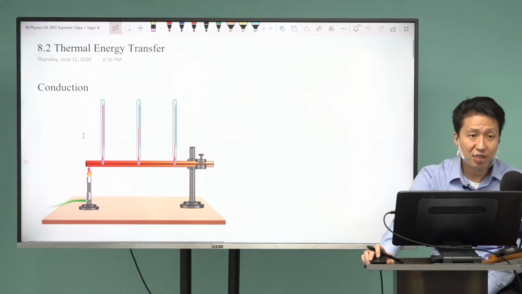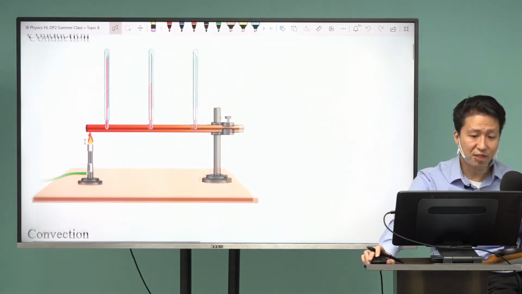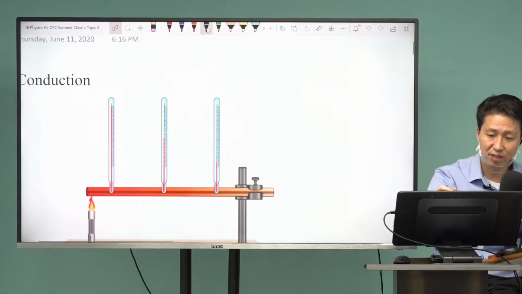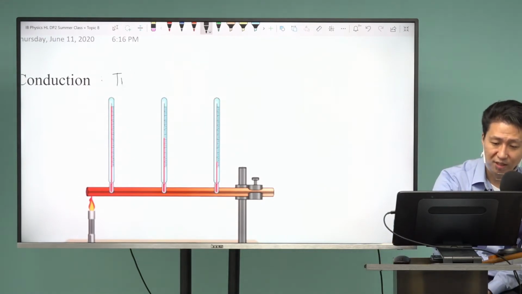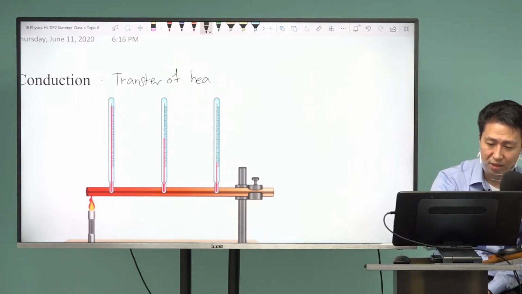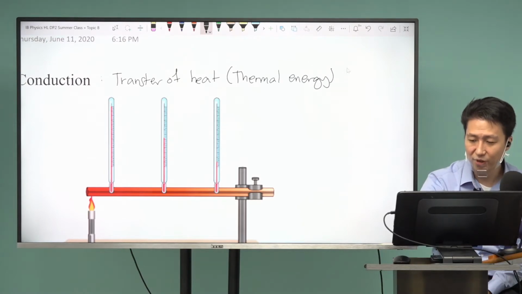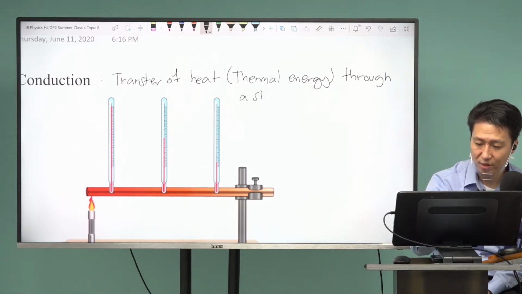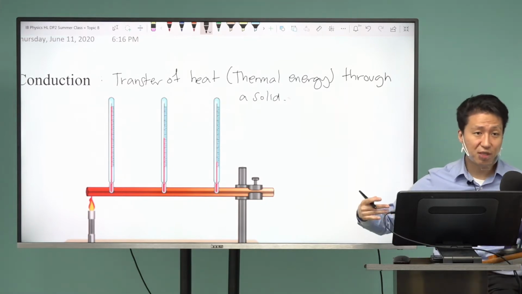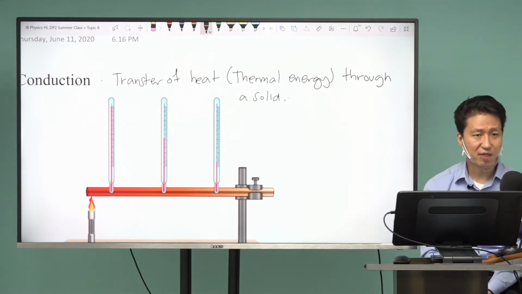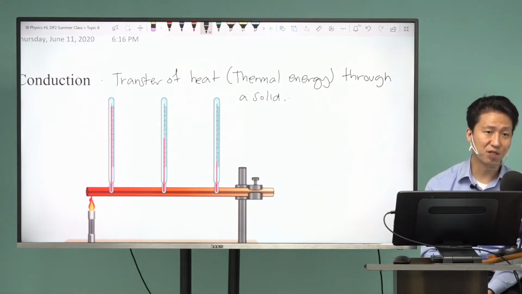Basically, conduction is transfer of heat through a solid. So, let's write that down. Transfer of heat or thermal energy through a solid. We know that metals conduct heat a lot easier. That's why frying pans and cooking utensils are usually made of metal.